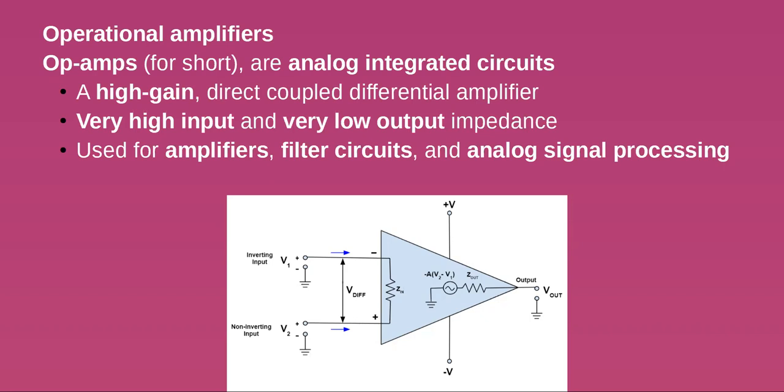This is an equivalent circuit of a theoretical operational amplifier. It's basically a differential DC amplifier. In most cases, it operates between a positive and negative voltage source, so it's balanced, and it can produce an alternating output.